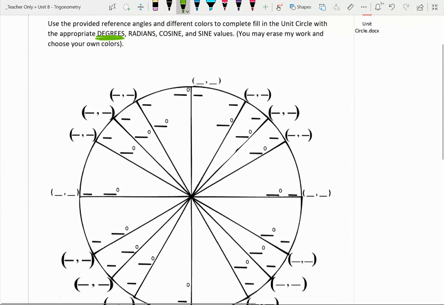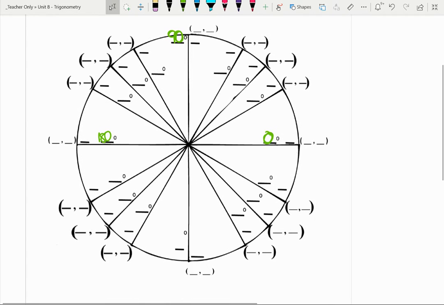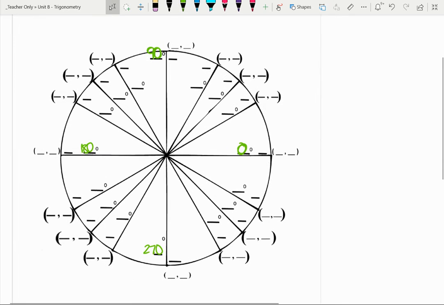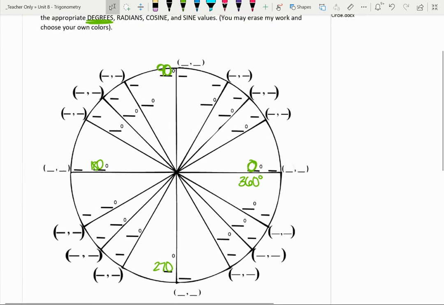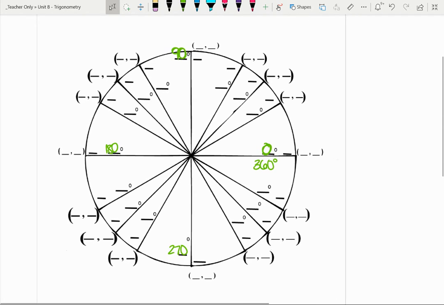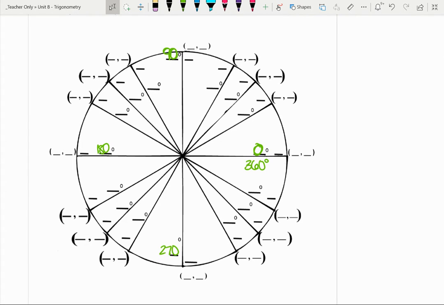Starting with the right-hand side here, that's where our 0 degrees is, and we go in a counterclockwise direction, which means 90 degrees will be at the top of the unit circle, 180 degrees will be at the left, 270 degrees will be at the bottom, and then if we complete this rotation, we would end up with 360 degrees at the same exact location as our 0 degrees.